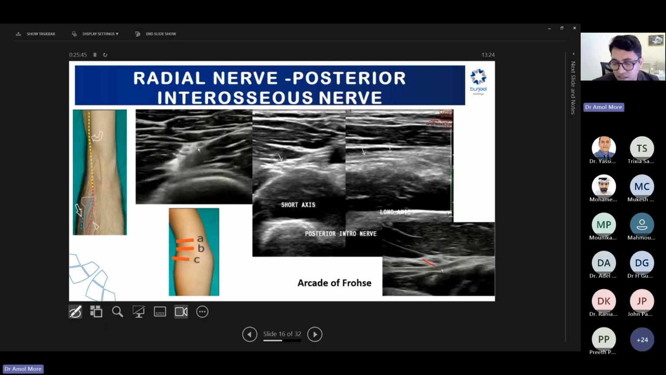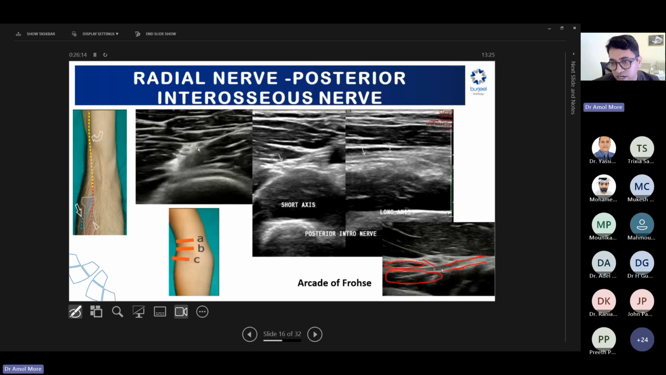So once this posterior interosseous nerve is formed from the radial nerve in two parts, the superficial cutaneous part and the deep posterior interosseous part. So this is the posterior interosseous nerve which is entering into the supinator two heads. This is the superficial part of the supinator. This is the deep part of the supinator.